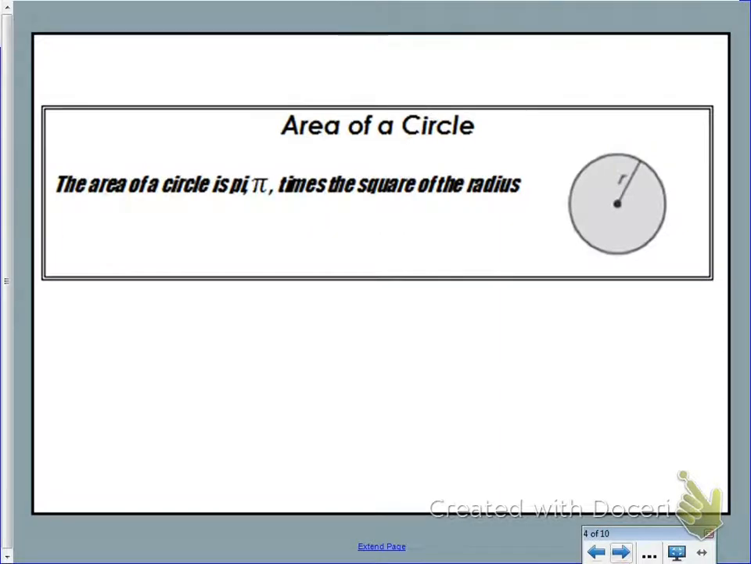Area of a circle. The area of a circle is pi times the square of the radius. So area equals pi r squared. Now when we learned circumference of a circle, we learned two different formulas. That does not apply here. We only have one formula for calculating the area of a circle.